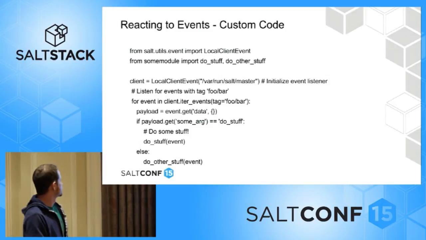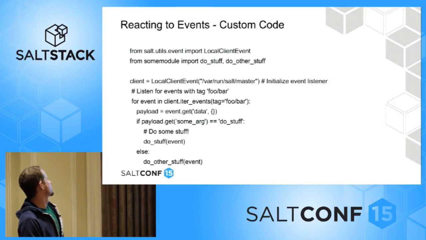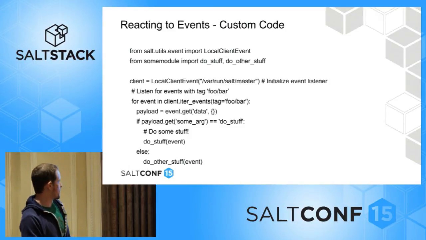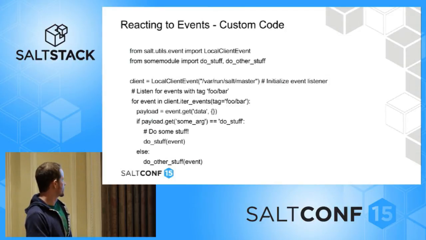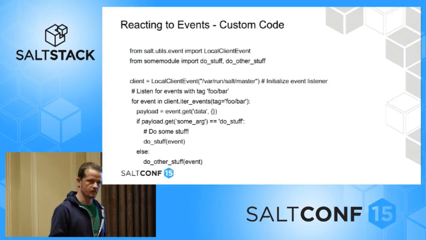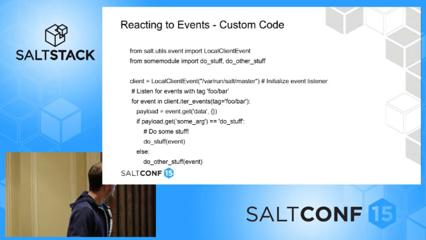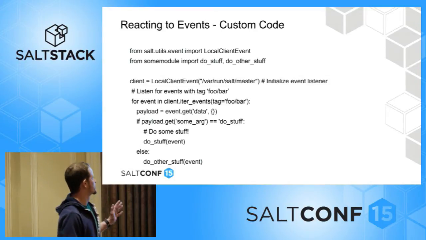Then again, this is just the type of stuff that I like to do: when I have that data payload, I will get another parameter out of it and then do some sort of logic based on that. So what I'm saying here is if there's some arg that has a value of do stuff, then we run this do stuff function with the whole event. If it's not there, then do other stuff. Right? So it's really just a contrived example to show you where you start injecting your logic. But really, they don't get much more complicated than this.